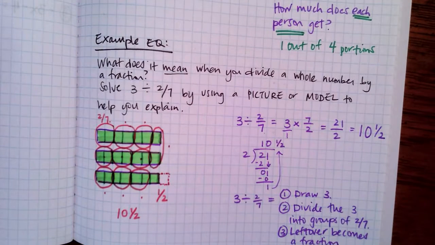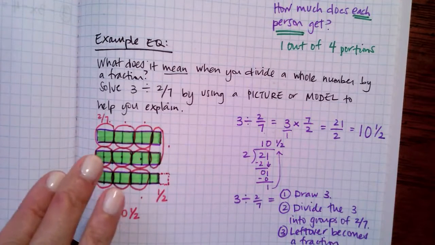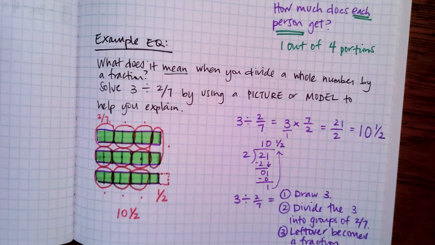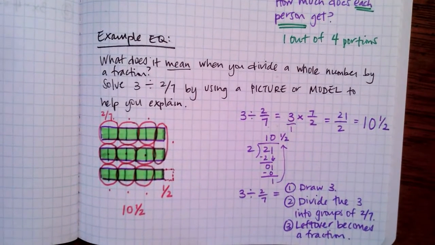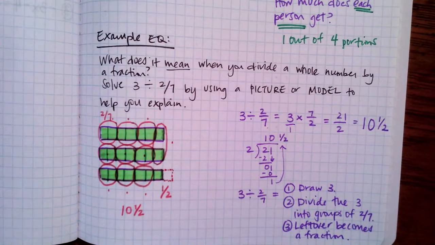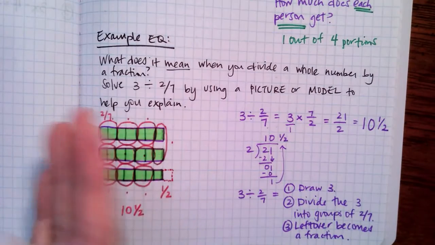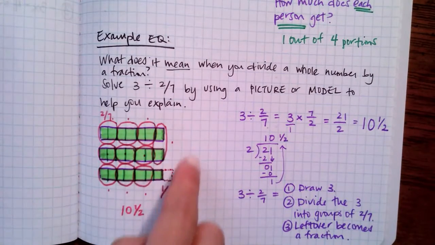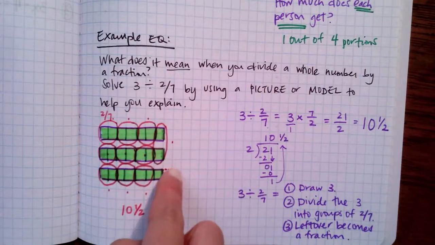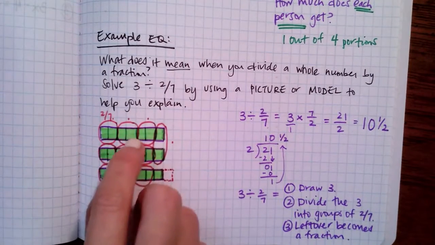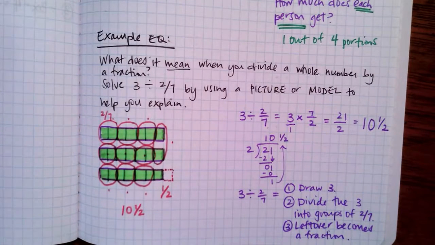Okay, we had a total of 10 groups of 2/7 that worked out perfectly, and we had 1 left over at the end. All right, so that's what you need to explain in your essential question. What does it mean when you divide a whole number by a fraction? It's asking you to draw the whole number and divide that whole number into different groups of that fraction.